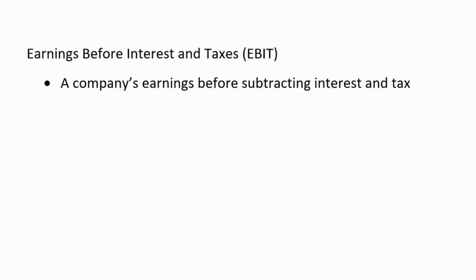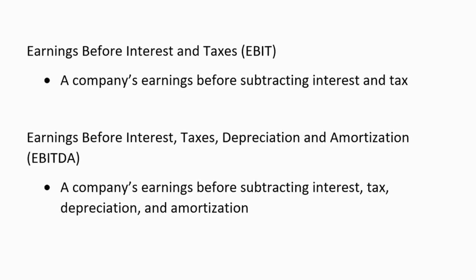EBIT, which stands for earnings before interest and taxes, is exactly what it says. It's a company's earnings before subtracting interest and taxes. Sounds pretty simple? Well, that's because it is. EBITDA, or earnings before interest, taxes, depreciation and amortization, is no different. It literally describes exactly what it is. EBIT is also commonly referred to as operating income, as it shows a company's earnings minus their operating expenses.